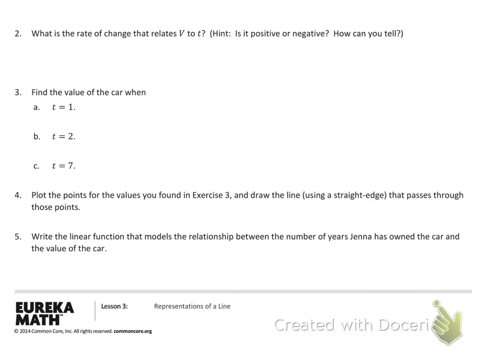And what is the rate of change that relates V to t? So the rate of change, the value of the car is going to be decreasing, right? So our rate of change is going to be negative 2,500, because that's the yearly decrease in the value of the car. And the negative is important, right? Because that's going to show a decrease in the car's value.